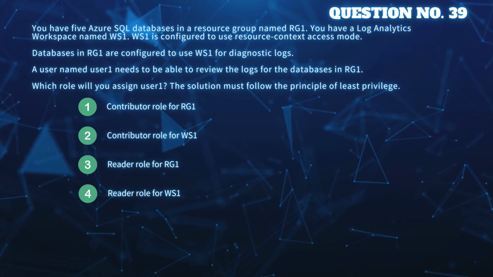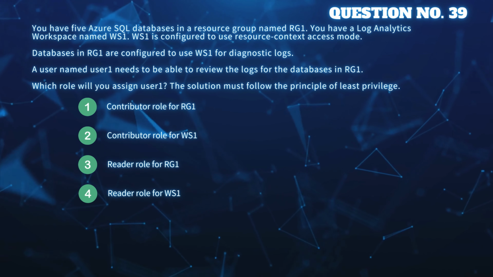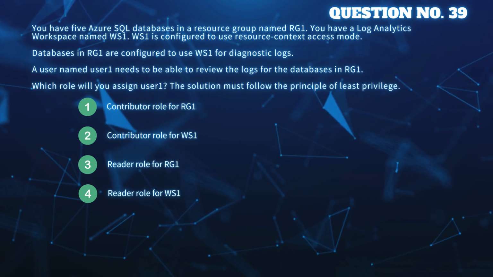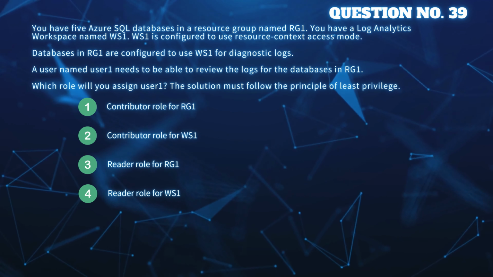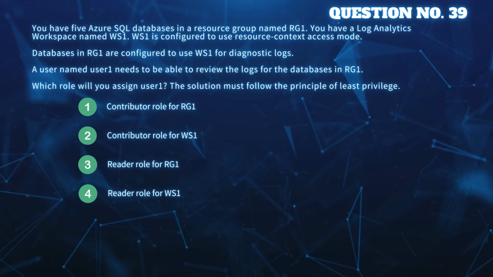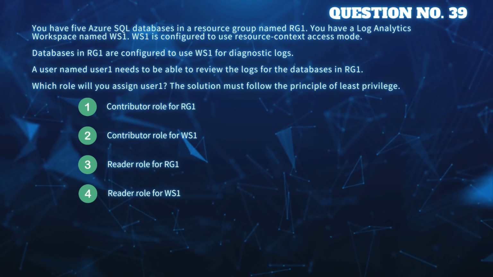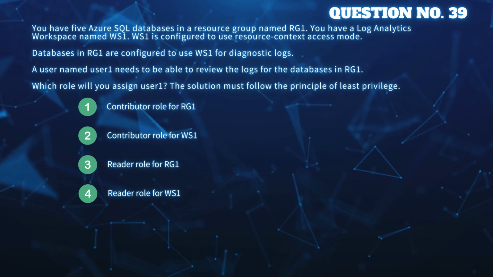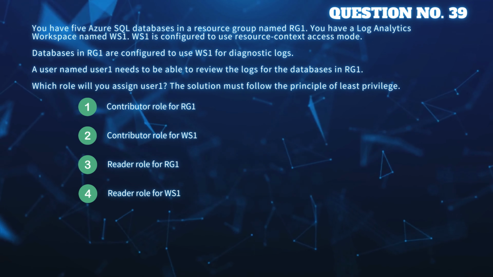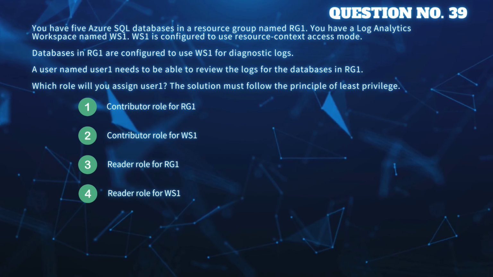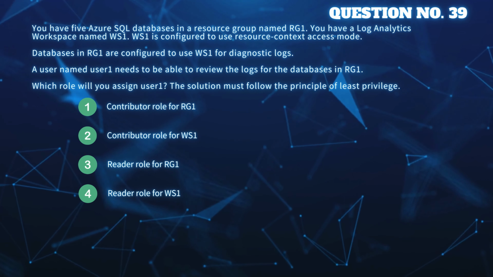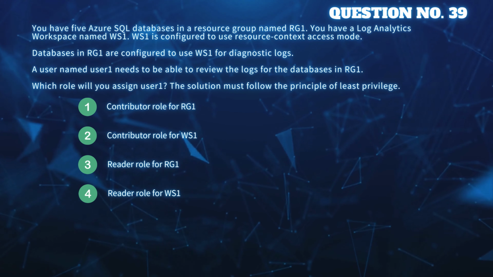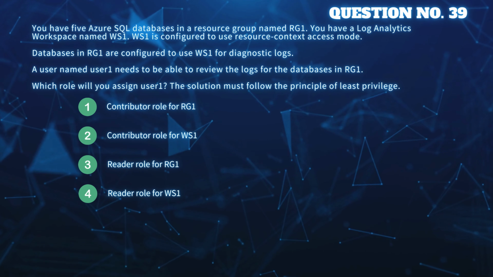You have 5 Azure SQL databases in a resource group named RG1. You have a log analytics workspace named WS1. WS1 is configured to use Resource Context Access Mode. Databases in RG1 are configured to use WS1 for diagnostic logs. A user named User1 needs to be able to review the logs for the databases in RG1. Which role will you assign User1? The solution must follow the principle of least privilege.